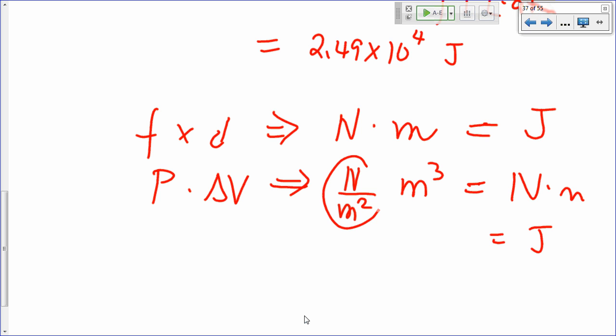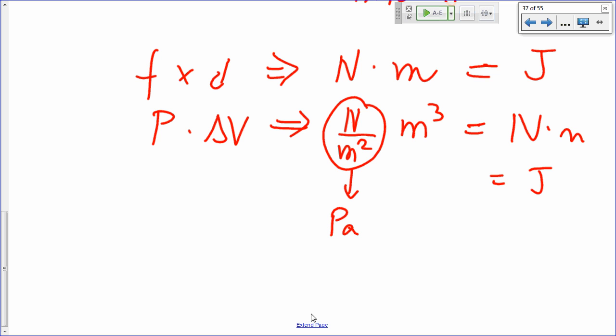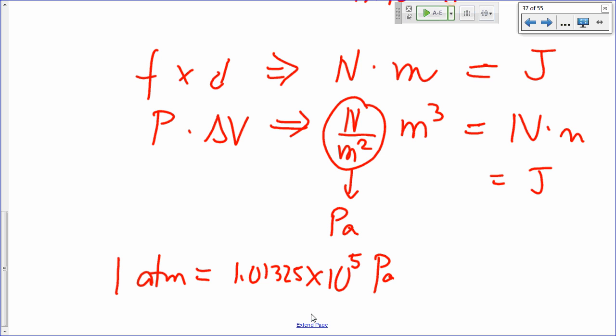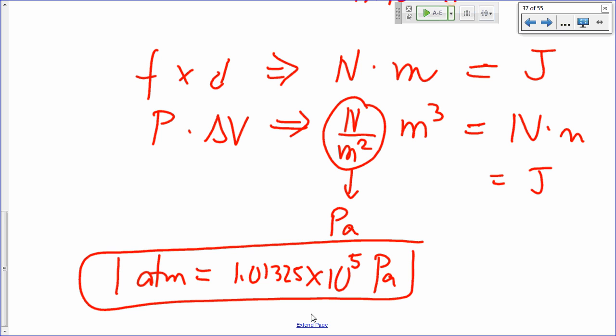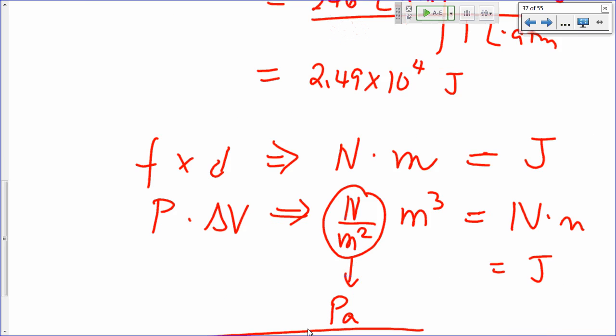So this pressure unit right here is called a Pascal. Okay, and that happens to be related to the atmosphere. Atmosphere, if you recall from your earlier classes, 1 atmosphere is 1.01325 times 10 to the 5th pascals. Okay, that is the pressure due to a column of mercury that is 76 centimeters tall. Okay, and you can calculate that pressure to be equal to this many pascals. So that's just to review you on the units.